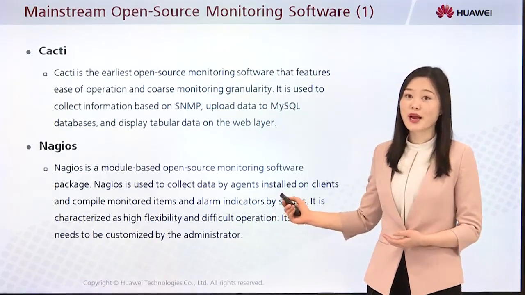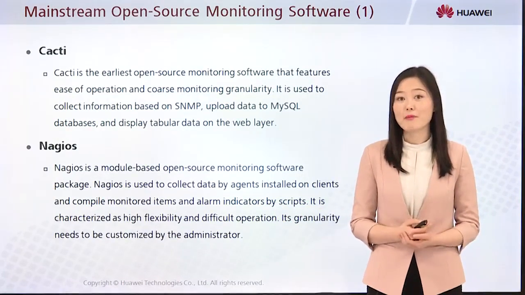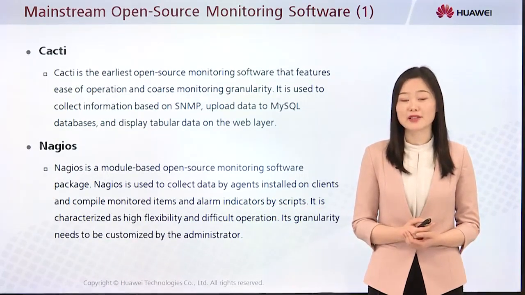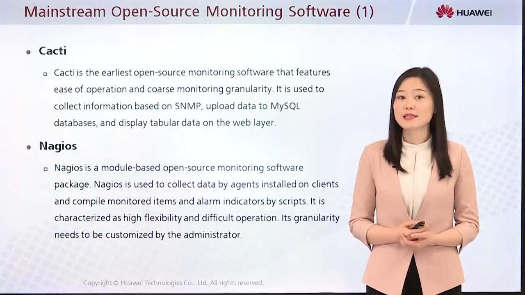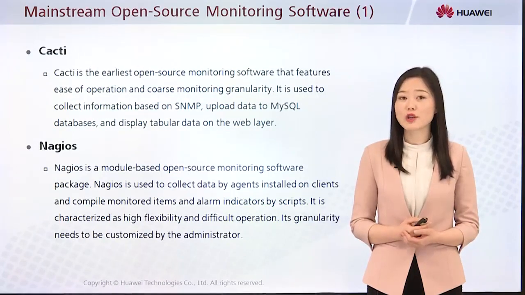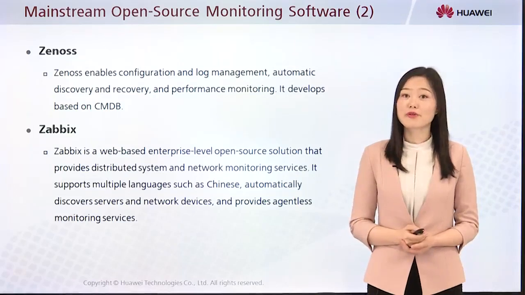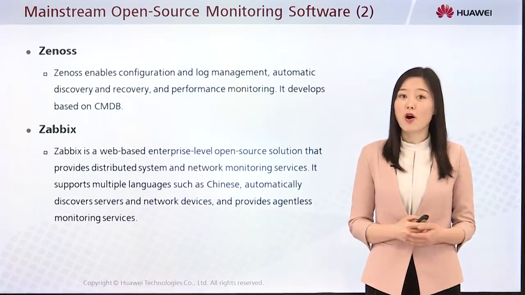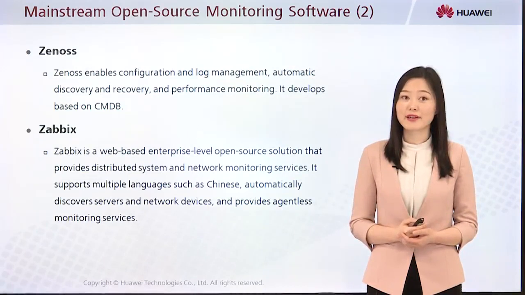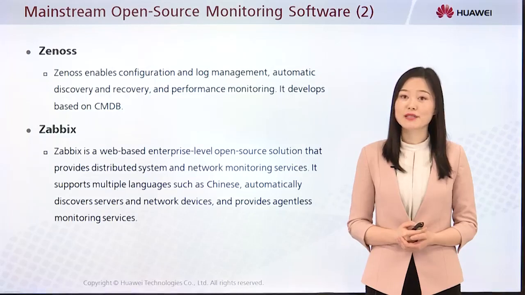Nagios is used to collect data by agents installed on clients and compile monitored items and alarm indicators by scripts. It is characterized by high flexibility and difficult operation. Its granularity needs to be customized by the administrator. Xenos enables configuration and log management, automatic discovery and recovery, and performance monitoring. It is developed based on CMDB.